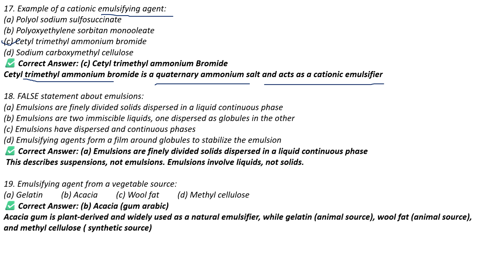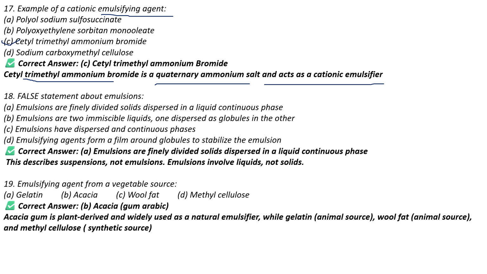False statement about emulsion. So out of the given four options we have to tell कि इसमें से एक incorrect या एक false statement with respect to emulsion कौन सी है। Options दिए गए हैं: emulsions are finely divided solids dispersed in a liquid continuous phase. Emulsions are two immiscible liquids, one dispersed as globules in the other. Emulsions have dispersed and continuous phase. Emulsifying agents form a film around globules to stabilize the emulsion.